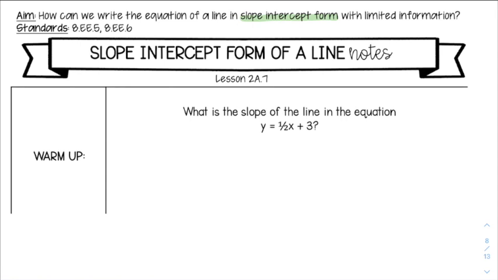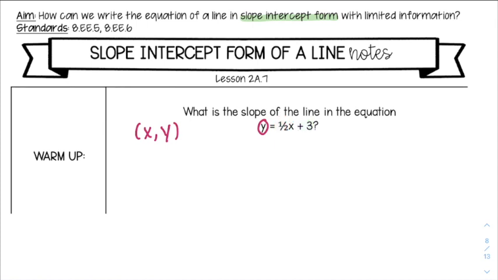So the warm-up is asking you what is the slope of the line in the equation? And they're giving you y equals 1/2 x plus 3. So given this equation, we need to find our slope. The different parts of this equation, we need to figure out what the plus 3 is, your half, and then you have these variables x, and then you have y. So x and y are going to be your coordinate points. So just a point on the graph, x and y.